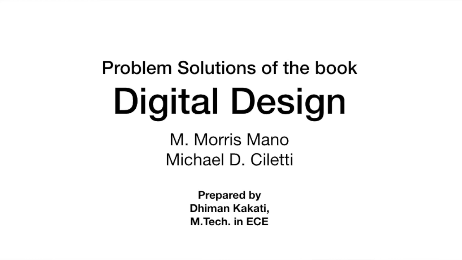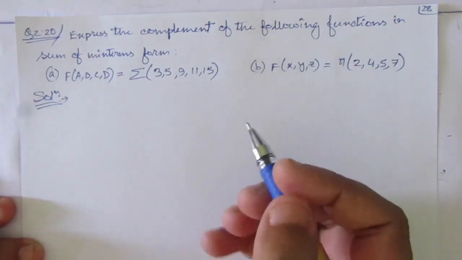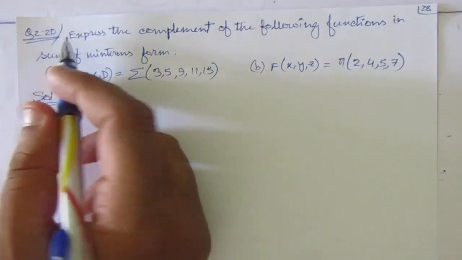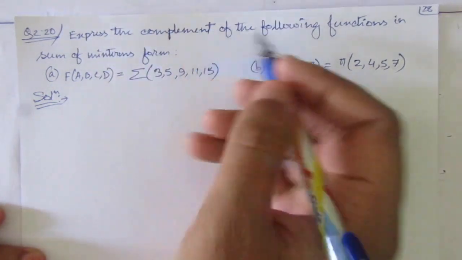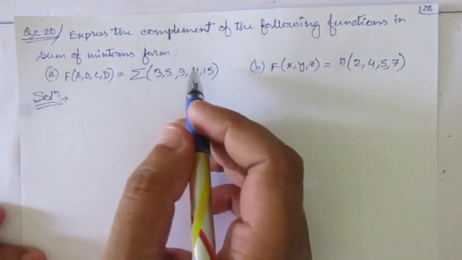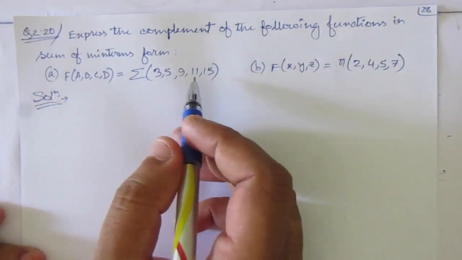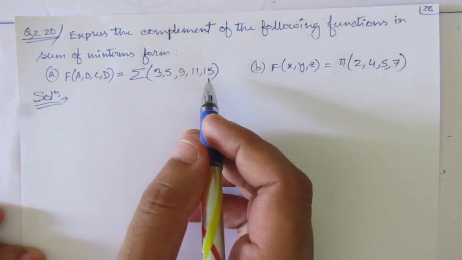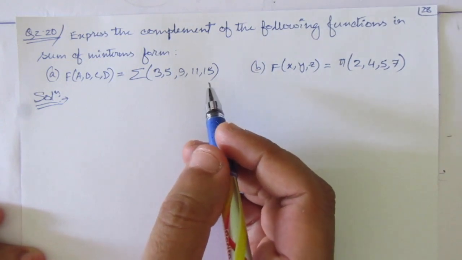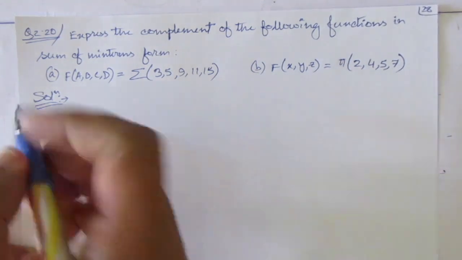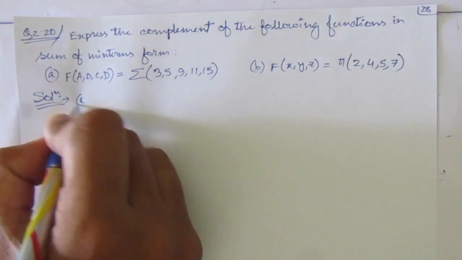I am solving the problems from the book Digital Design by Maurice Mano and Michael Ciletti. In this video, I am solving problem number 2.20 from chapter 2. The problem is: express the complement of the following functions in sum of minterms. We are given some functions in sum of minterms form, but we have to find the complement of those functions and express it in sum of minterms form. So let us do it one by one.